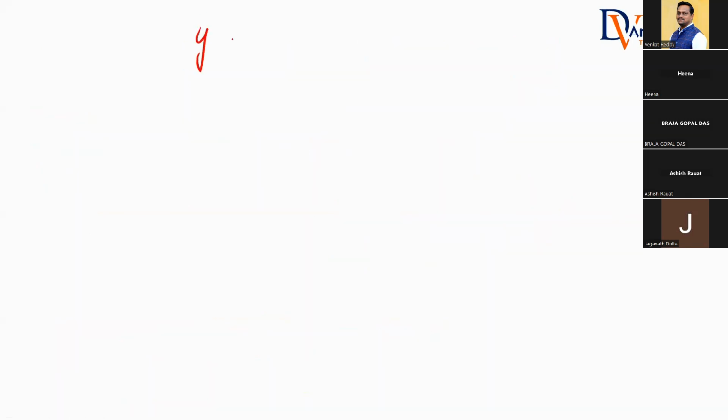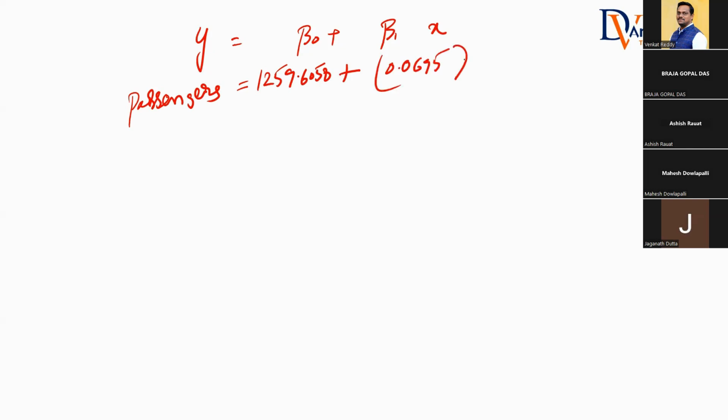What is the regression line equation? Y equal to beta naught plus beta 1 x. What is the y variable name? Passengers. Passengers is equal to, what is beta naught value that we have got? 1259.6058. What is beta 1 value? 0.0695. Into, what is the x variable name? Promotional budget.